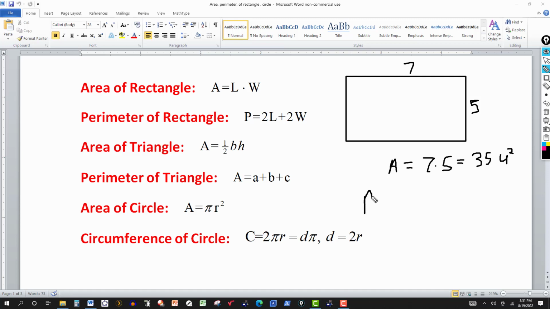So if I want the perimeter, that's the distance around. This will be 2 lengths of 7. That's 2 times 7. And 2 widths of 5. So this is equal to 14 plus 10. Add those up, we get 24. And these are linear dimensions here, so this is 24 units, not squared units. Area is square units. Perimeter is just regular units, linear units.